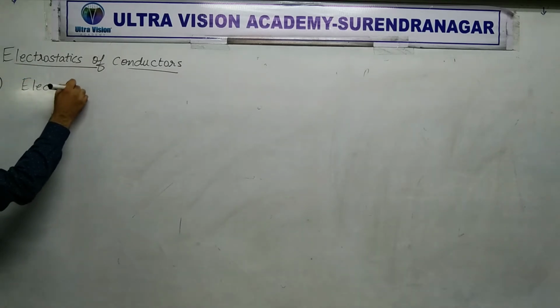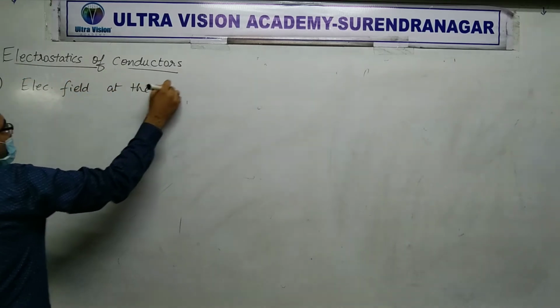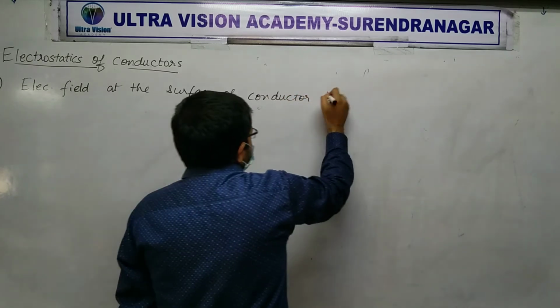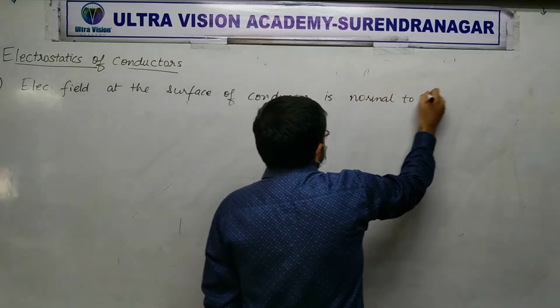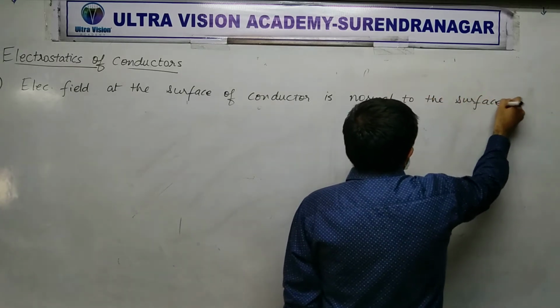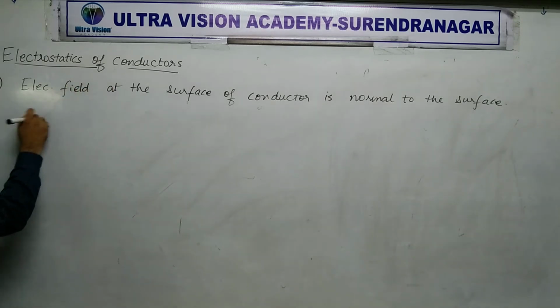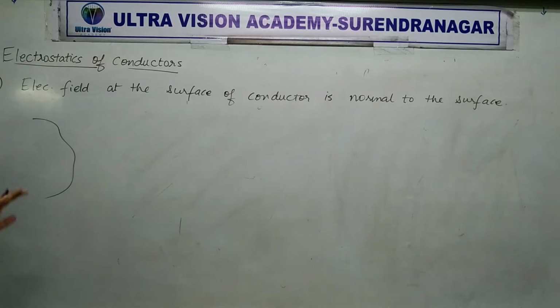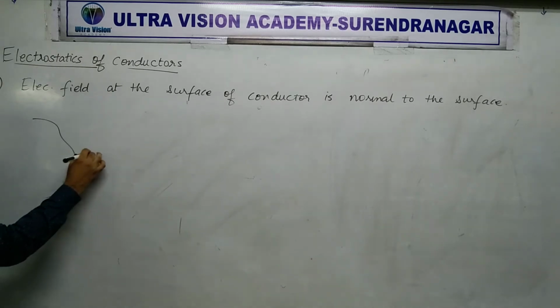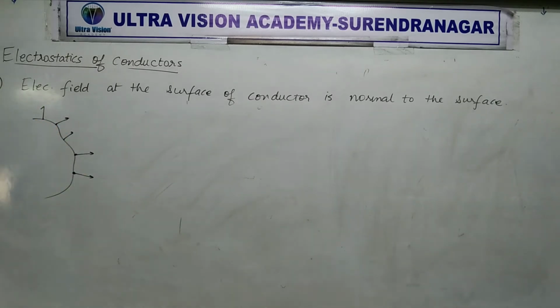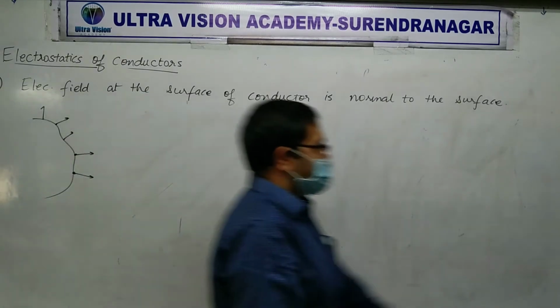The electric field at the surface of a conductor is normal to the surface. What that means is that suppose there is a randomly shaped, any shaped conductor, it doesn't matter. Then over here, at this point, the electric field is normal. Here the electric field is normal. Here it's normal. Like that, everywhere the electric field will be normal to the surface.